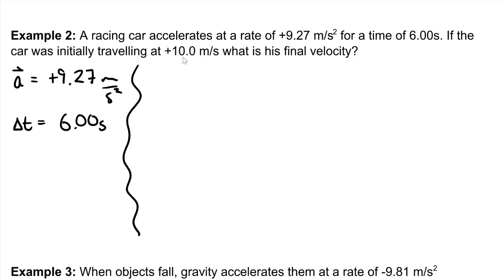If the car initially has vi equals positive 10.0 meters per second. Okay, what is his or her final velocity? vf equals question mark.